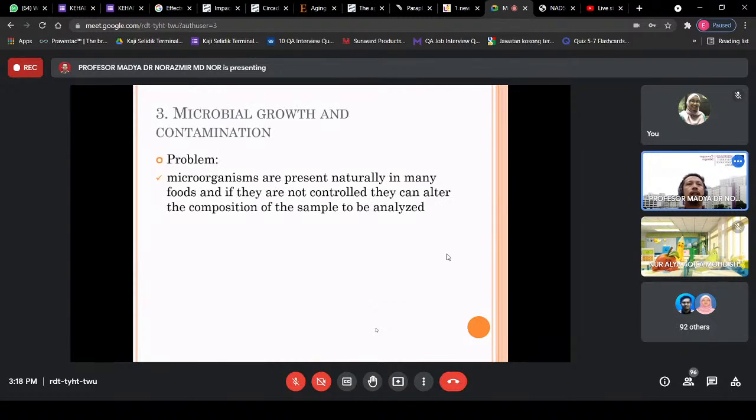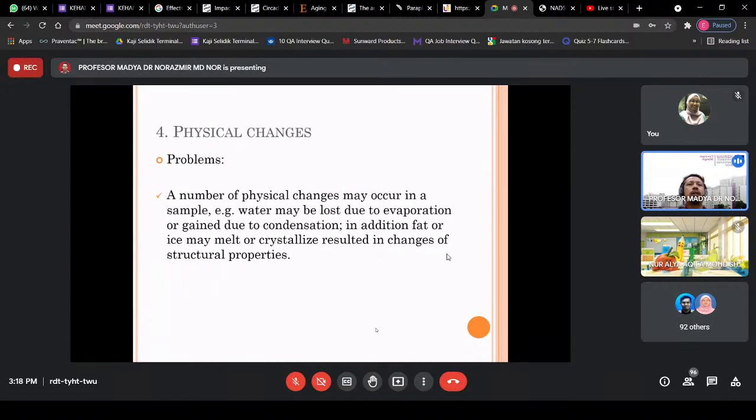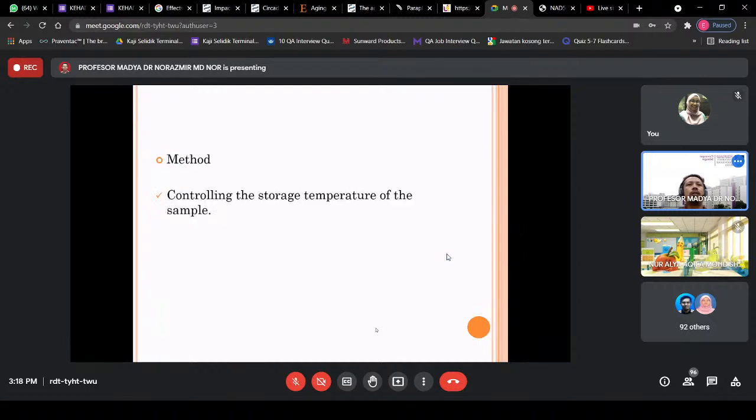The third one is microbial growth and contamination. We don't want microbial growth and contamination to take place. The methods are freezing, drying, or heat treatment. Then we have physical changes, such as water or moisture being lost due to evaporation or gained due to condensation. The method is to control the storage temperature.